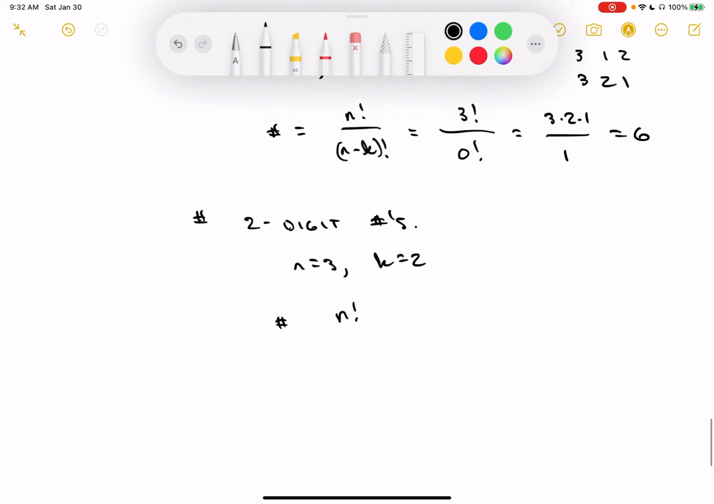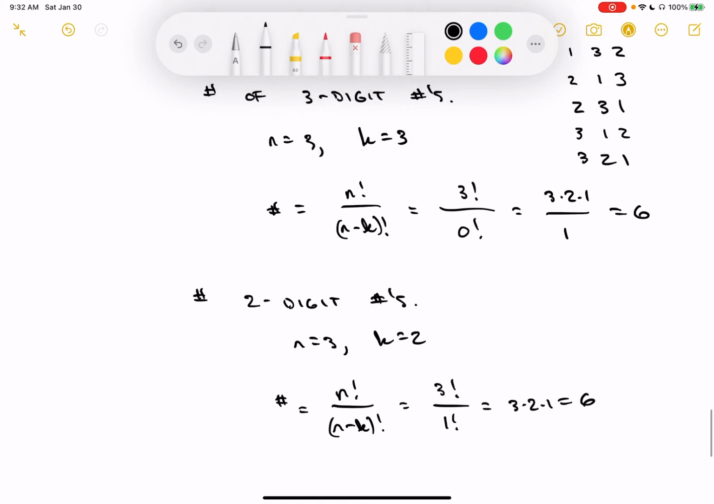We have n factorial over n minus k factorial, same sort of counting scheme. This is going to be 3 factorial over 3 minus 2, which is 1 factorial. 1 factorial is still 1. So I'm going to get 3 times 2 times 1, which is equal to 6. There's still 6 numbers on this.